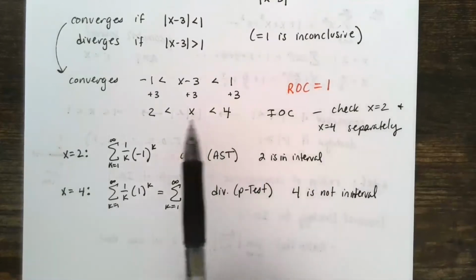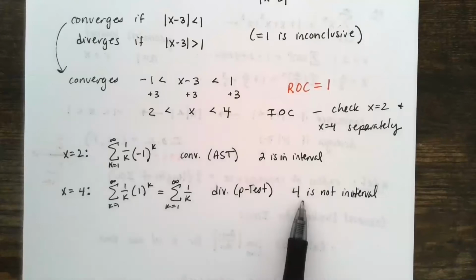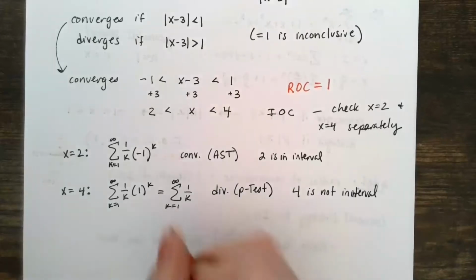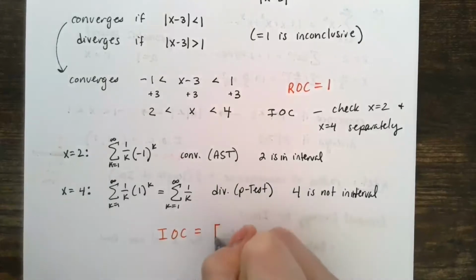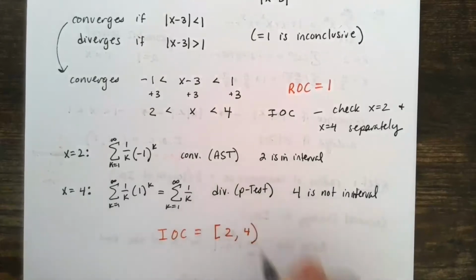Okay, so we're going to say the interval from 2 to 4, including 2, but not including 4. So my interval of convergence here will be bracket 2 to 4, and then a parenthesis on the 4. And we already said the radius of convergence is 1, which agrees with that there.